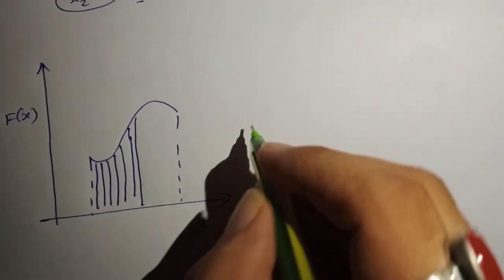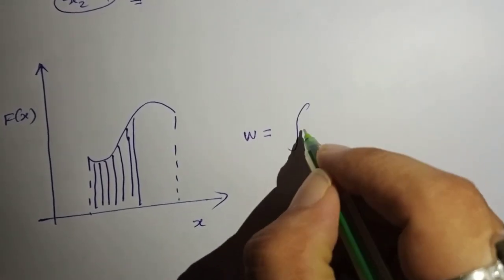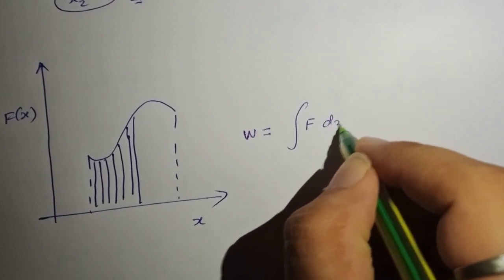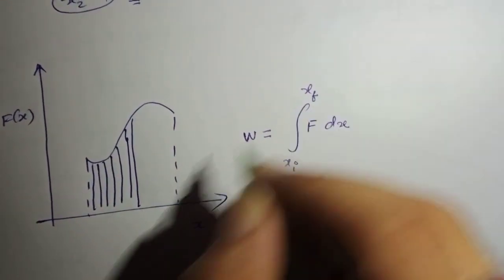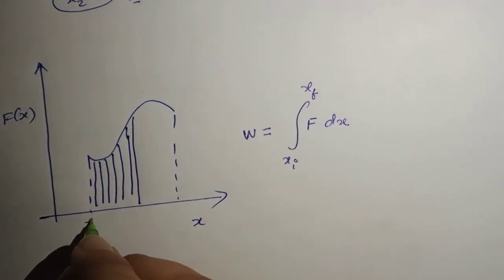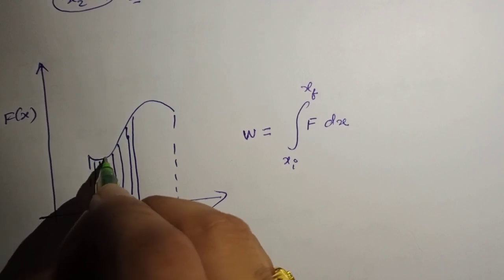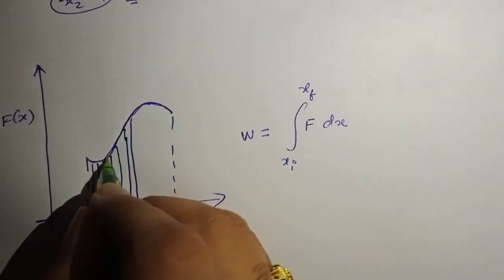Okay, so if there is a variable force, how to find out work done? So work done will be equal to integration of force. Okay, integral of force over displacement between initial and final position. So this is initial position and this is final position. You see here the force is varying. Okay, force is not linearly increasing.